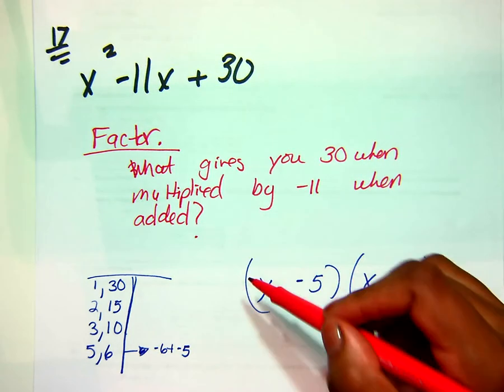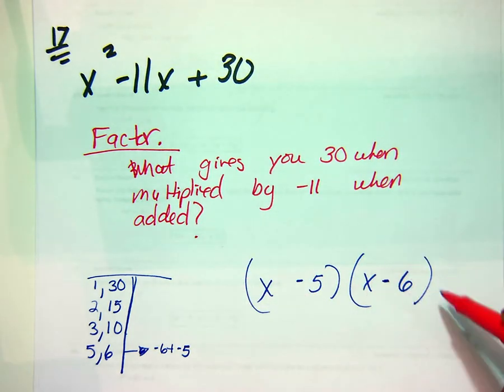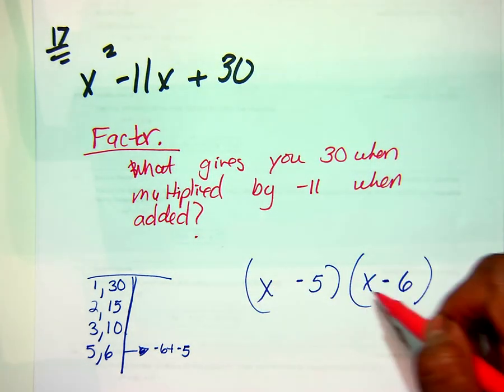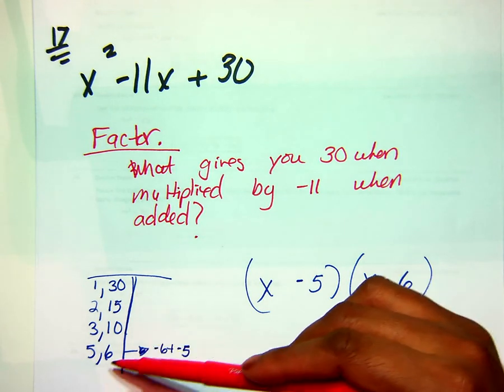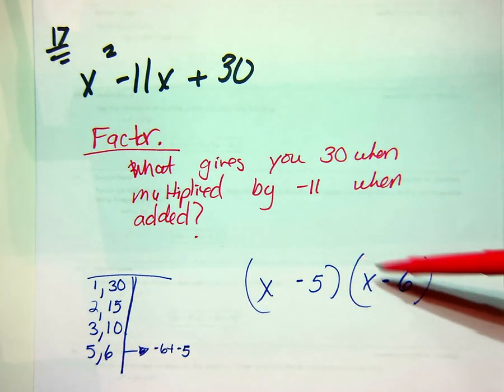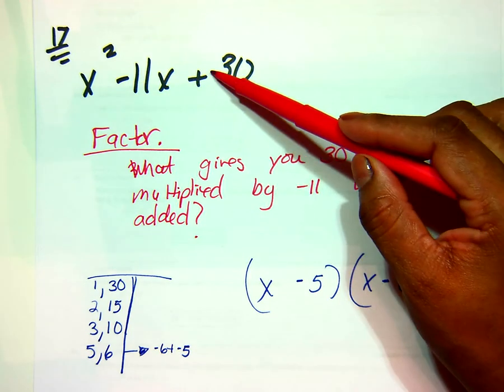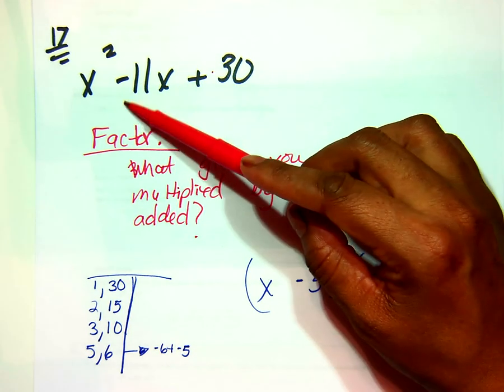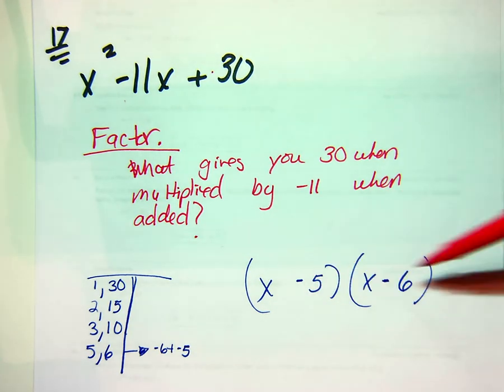So how many x's do we have? We have 2, so you write out both of your parentheses. Here goes an x, there goes an x. And the same 2 numbers, which were your factors that gave you 30, which are 5 and 6. Because that is a positive 30, but yet a negative 11, both of them are going to be negative.